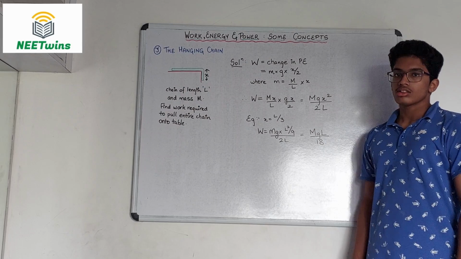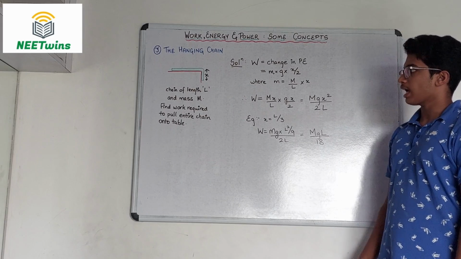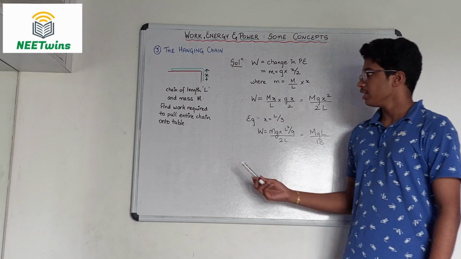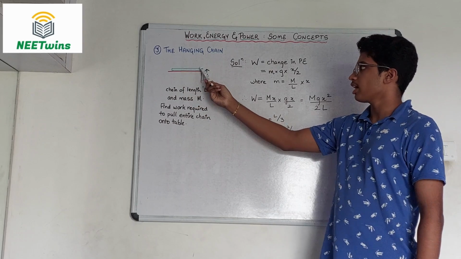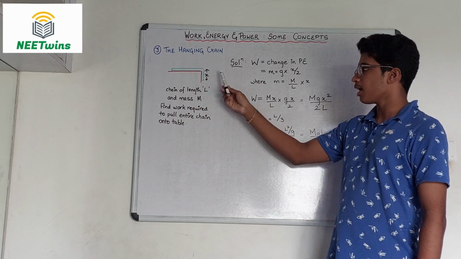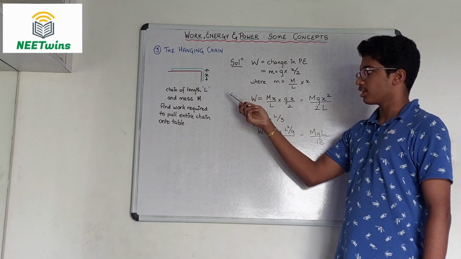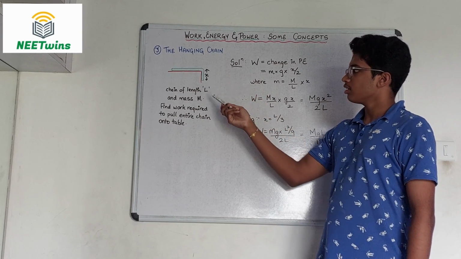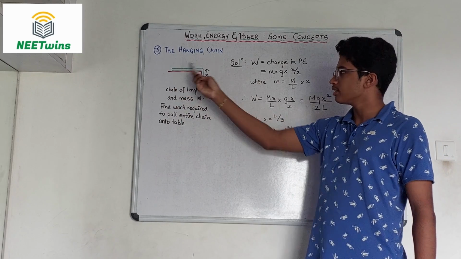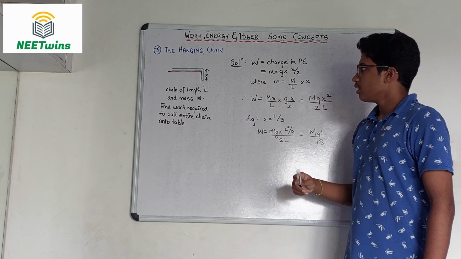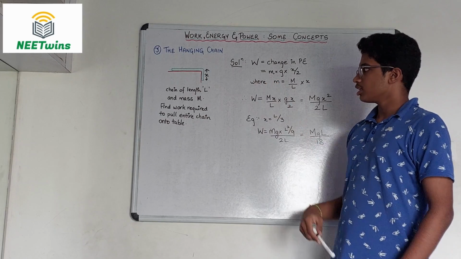Moving on to the last concept of this video, which is actually a type of numerical, that is the hanging chain. So this is a very common question where there is a table which is ending and there is a chain hanging off the end of the table. There is a part x of it which is usually given like 1/3 of the length or something like that is hanging, and to find the work required to pull this entire chain back onto the table, like the entire chain should be on the table. So in such cases, we use this simple relation that the work done is equal to change in potential energy.